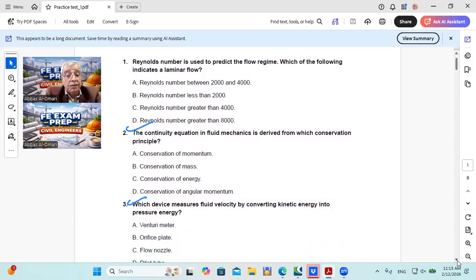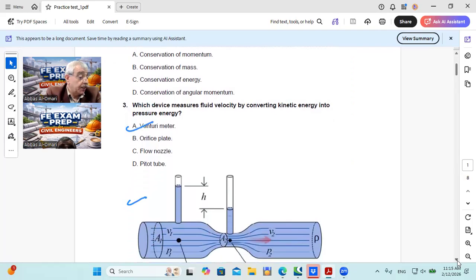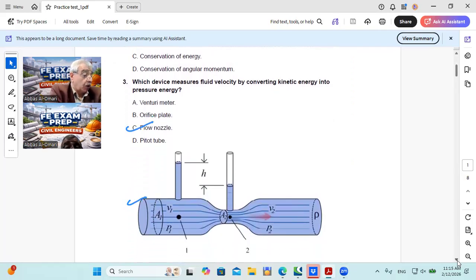Now the third question, which device measures fluid velocity by converting kinetic energy into pressure energy? Here we are given several flow measurement devices in pipe flow, and we want to determine which of these converts kinetic energy into pressure energy.